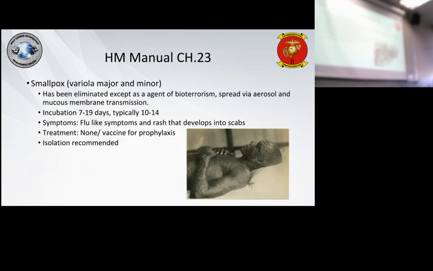Smallpox has been eliminated except as an agent of bioterrorism, spread via aerosol and mucous membrane transmission. Incubation, I have seen this one for smallpox. Incubation period 7 to 19 days, typically 10 to 14. The symptoms are flu-like, rash develops into scabs, and there's no treatment. Vaccine for prophylaxis and isolation is recommended.